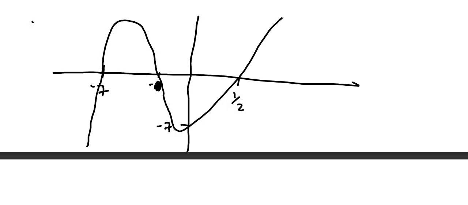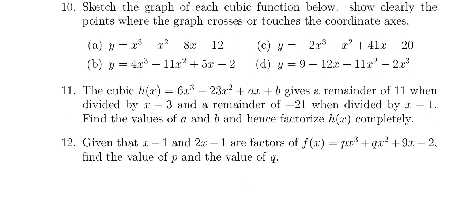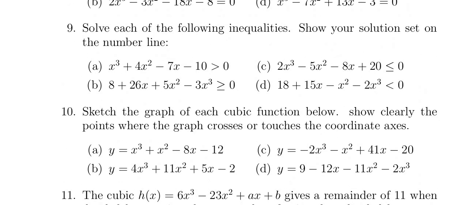The only portions where this graph is above the x-axis, where it's positive, are between -7 and -1, and also after a half. That's the reason why this thing is greater than 0 at this region and that region. Then it's less than 0 in this region here, and also this region here. So this is another way of confirming whether what we are doing is correct or wrong. This should also help you to answer question number 9. If you're uncertain, you can try one, then give me feedback, then I'll review your working. All these questions are connected.